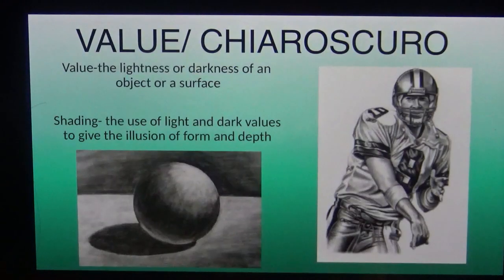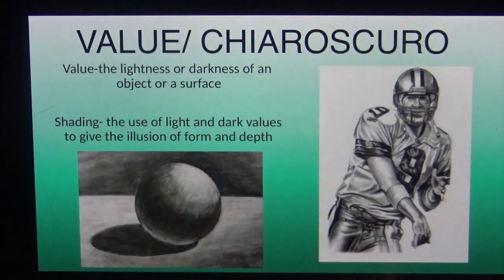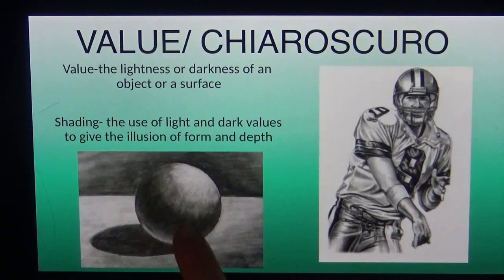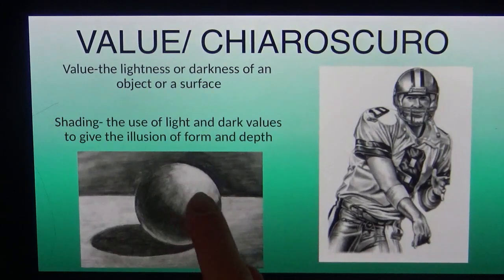Value is the lightness or darkness of an object or surface. Make sure you write that down in your sketchbook, please. The fancy term for that is chiaroscuro, but I'm not gonna make you remember that. You do not need to remember that. It's just fun knowledge for you. So, value is the lightness or darkness of an object or surface. So like here's the dark areas of this sphere, there's the light areas of this sphere, or it's also any of the shades that are in between, okay?